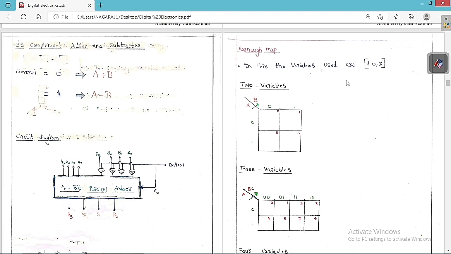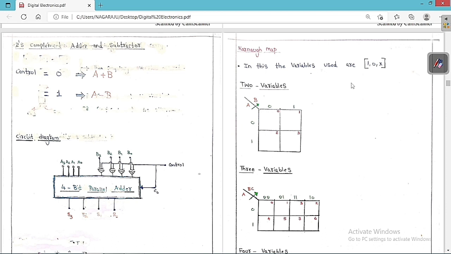The basic purpose of using the Karnaugh map is to simplify the Boolean expression. Whatever expression you get is sometimes very big. The canonical forms of SOP or POS are both very large equations, so we need to simplify them. In order to simplify them, we have to use the Karnaugh map. The values we choose are either 1, 0, or don't care. Only these three are used in this Karnaugh map.